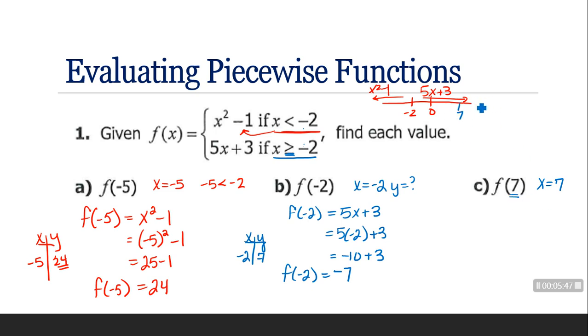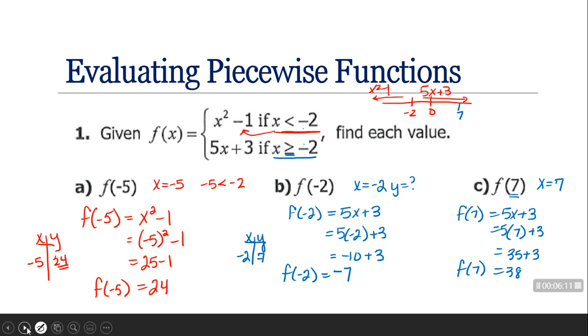Positive 7 is definitely over here to the right-hand side. So we're going to use that same part of the function again, the 5x plus 3. And we are going to substitute 7 for the x, multiply by 5 to get 35, and then add 3 to get 38. So when my x value is positive 7, my y value is 38.